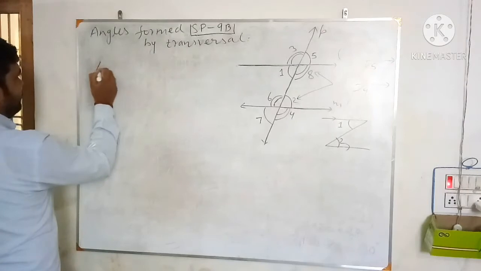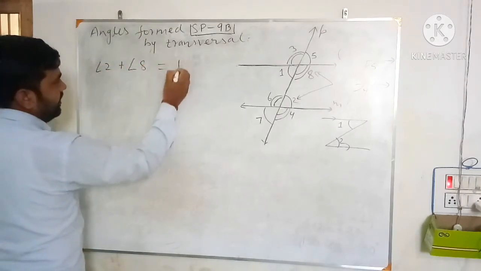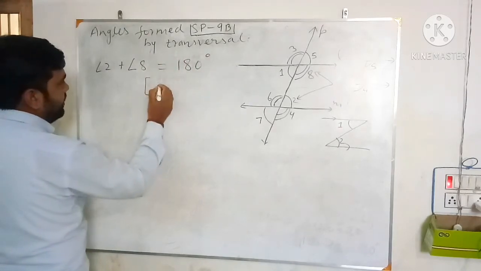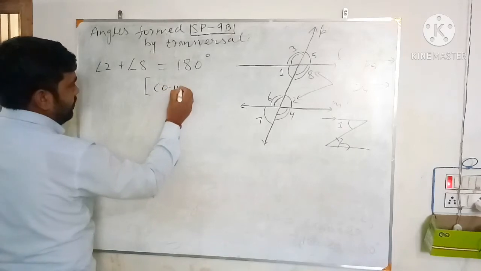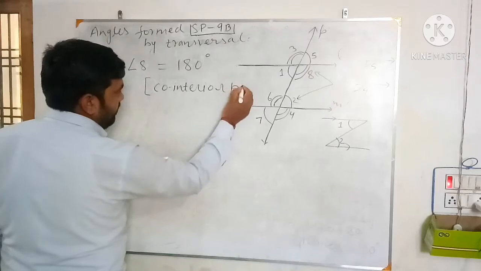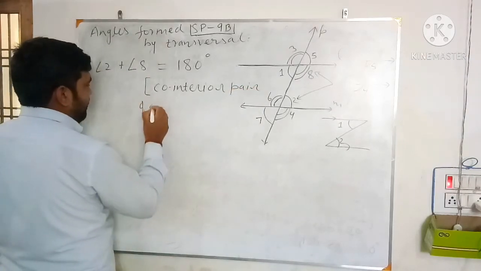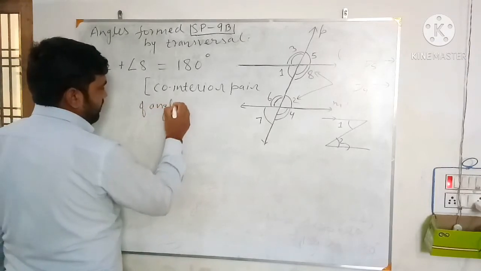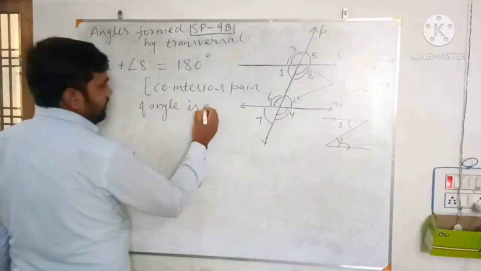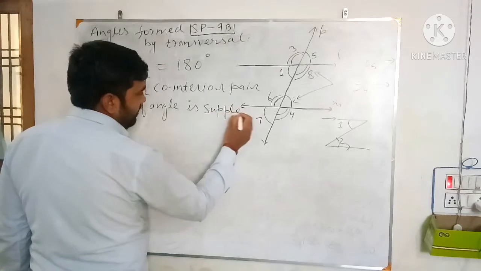Now angle 2 plus angle 8 is equal to 180 degrees. What you write? 180 degrees. What reason can you quote? Co-interior pair of angles is supplementary. Supplementary means the sum of the angles is 180 degrees.